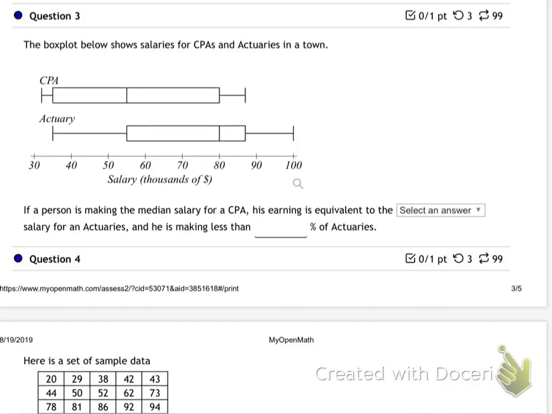All right, so they're saying, here's CPA salaries and actuary salaries. If a person is making the median salary for a CPA, his earning is equivalent to the blank salary for an actuary, and he is making less than blank percent of actuaries. What's that talking about? And what is an actuary?